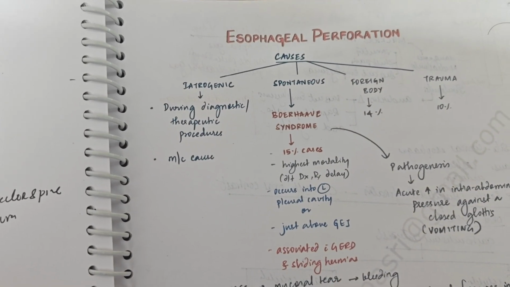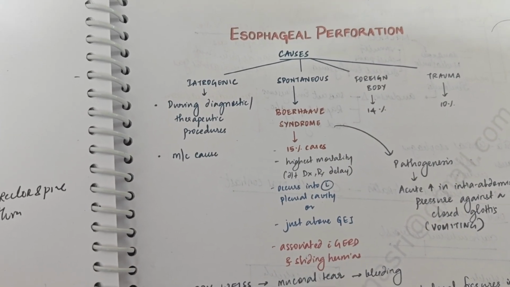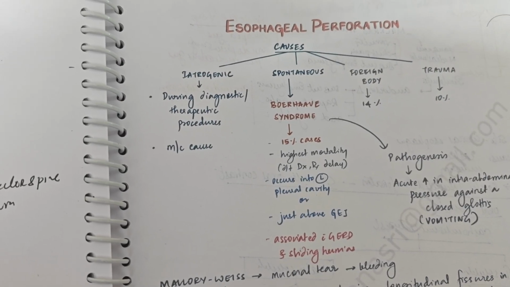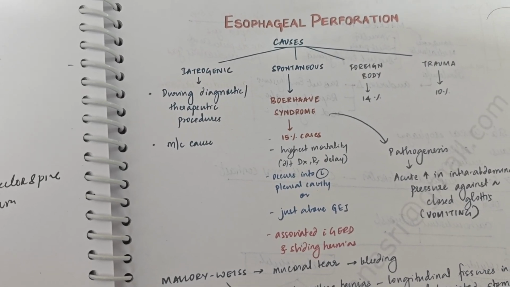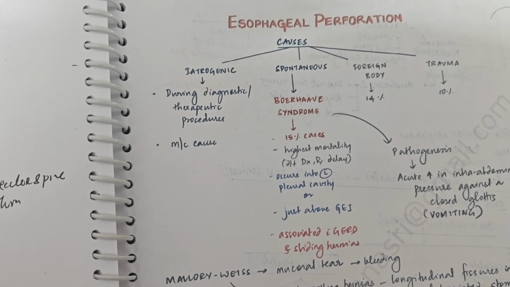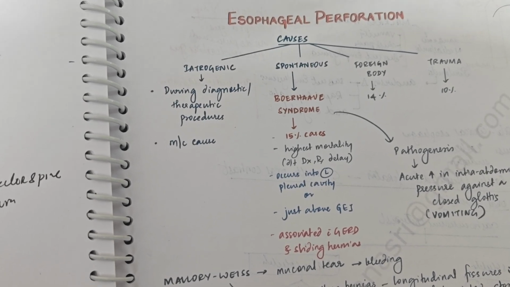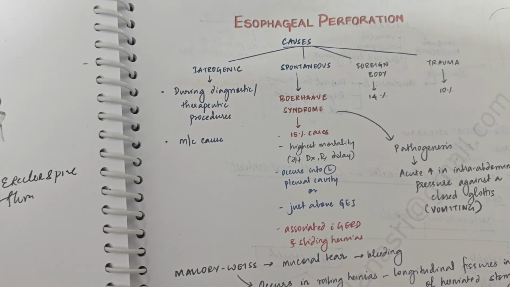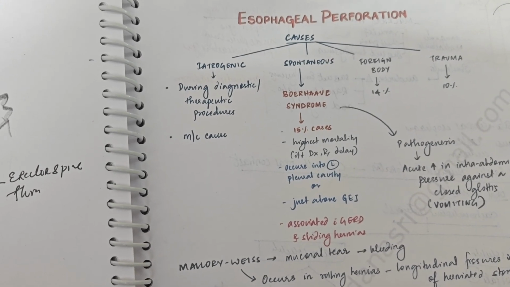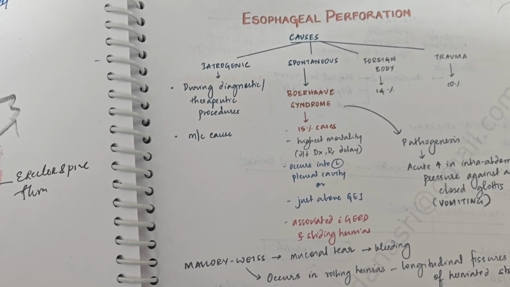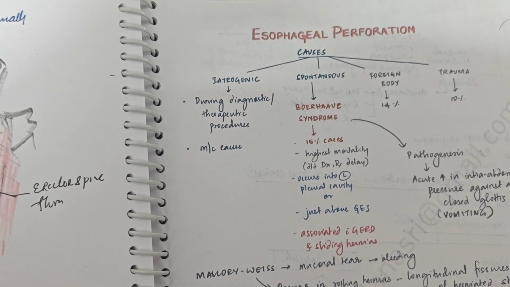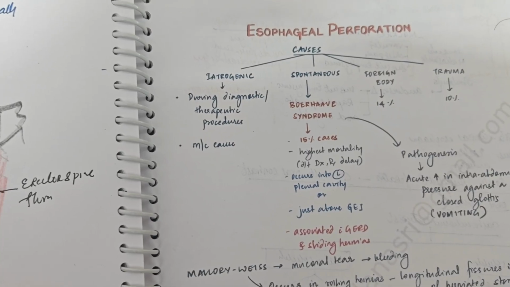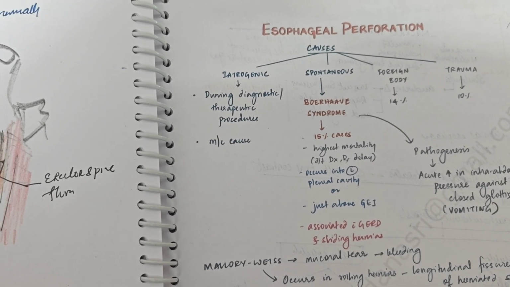The cause can be iatrogenic, spontaneous, foreign body, or trauma. In the first point, iatrogenic, it can be during a diagnostic or therapeutic procedure. Like if you do an endoscopy, in such conditions also you can get an esophageal perforation. So they can ask you the most common cause of esophageal perforation. The most common cause of esophageal perforation is iatrogenic, mostly endoscopic perforations.